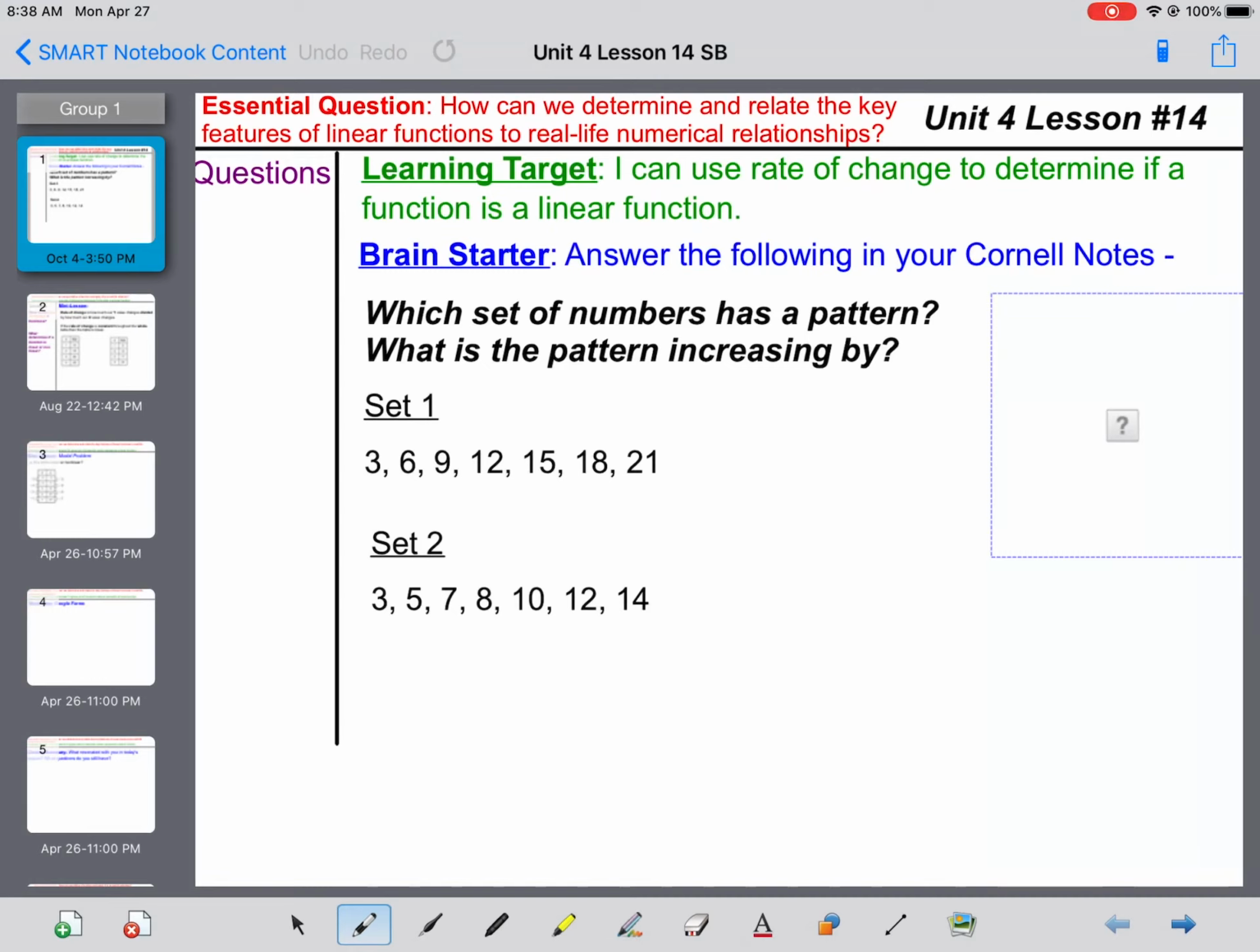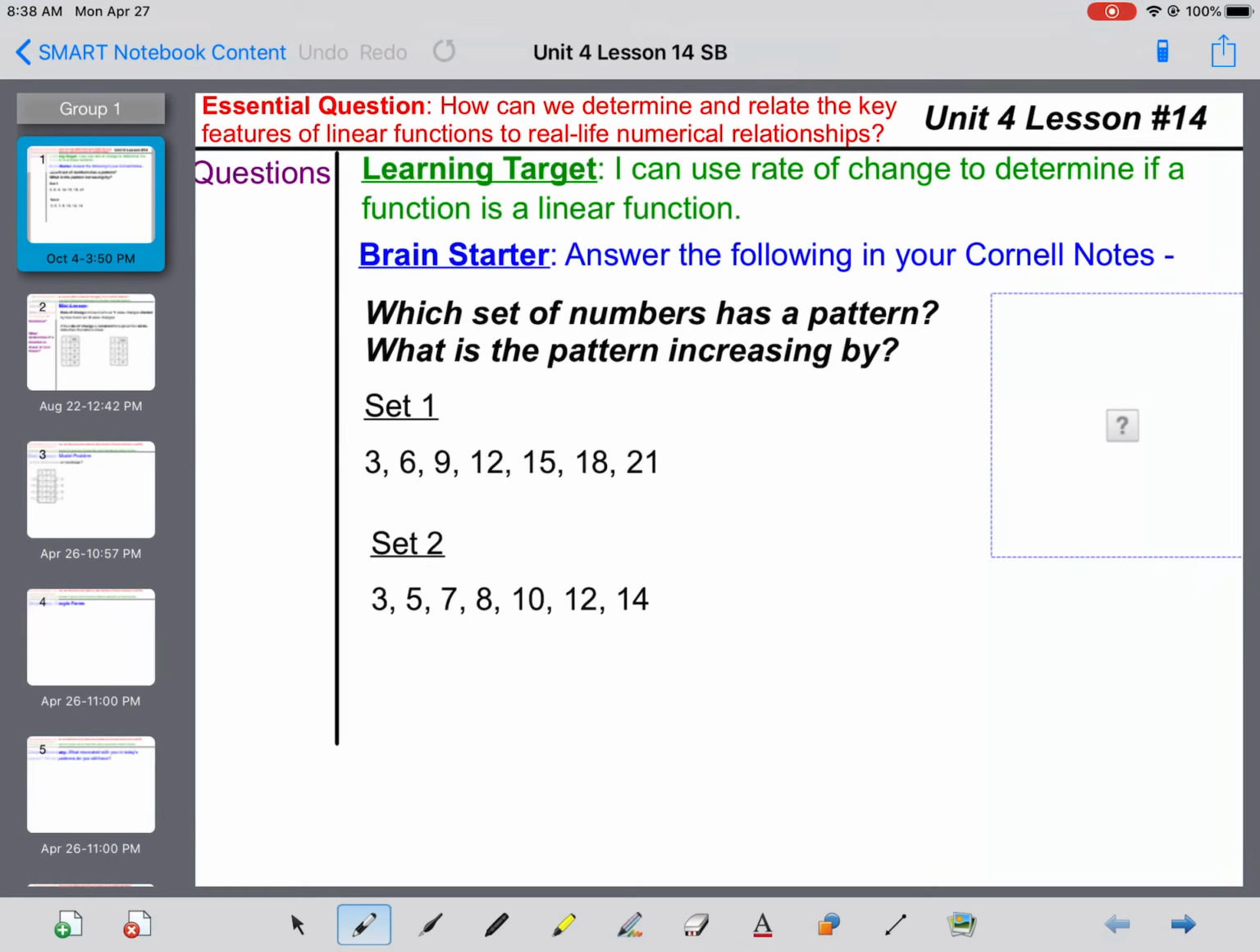There's a new EQ, but the whole concept behind functions is going to be the same. So let's read the EQ and the LT. The EQ is, how can we determine and relate the key features of linear functions to real-life numerical relationships? The learning target is, I can use rate of change to determine if a function is a linear function.